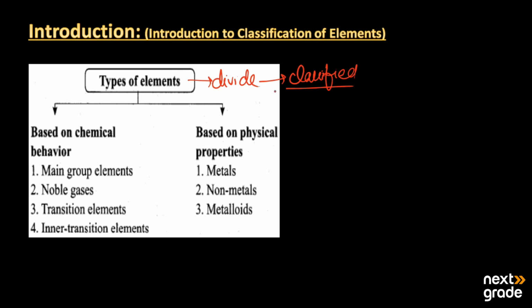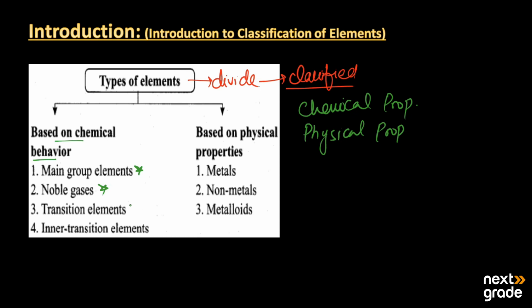When we have a look at the types of properties, there are basically two types. The first one is the chemical properties, and the second one is the physical properties. On the dependence of these properties, the elements have been divided. The elements classified on the basis of chemical behavior are main group elements, noble gases, transition elements, and the inner transition elements.